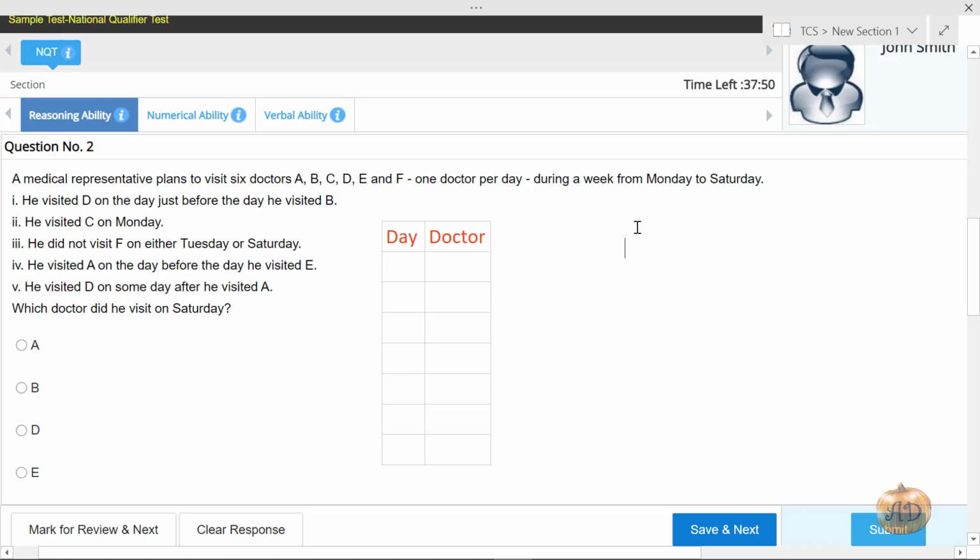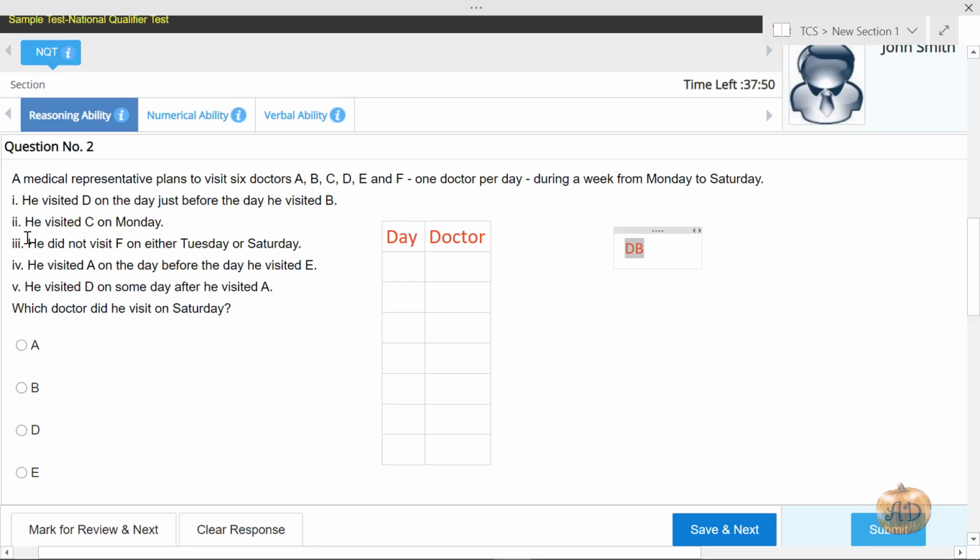So what does this mean? This means that D will come first and B will come later. Why? Because he visited D on the day just before the day he visited B. So he visited D before the day he visited B. So D will come before B. Okay, so the first condition is written.